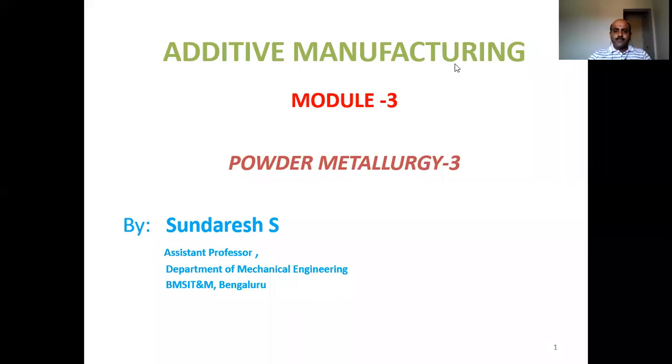Let's start the class. In yesterday's class, I was talking about the characterization techniques for different liquid powders, and we also started with the shaping of powders. We discussed different methods of how we can shape the powders, techniques like extrusion and injection molding methods. In today's class, let us continue with the same thing.